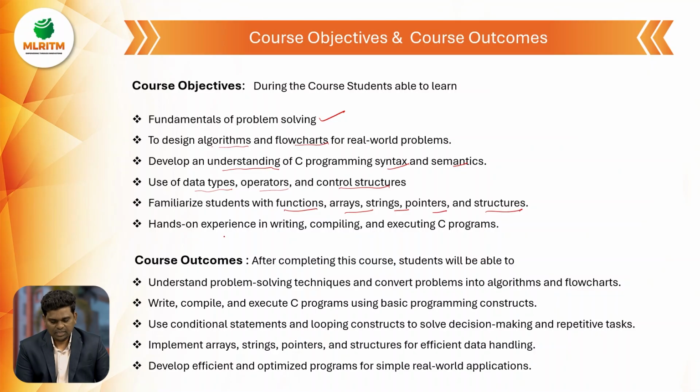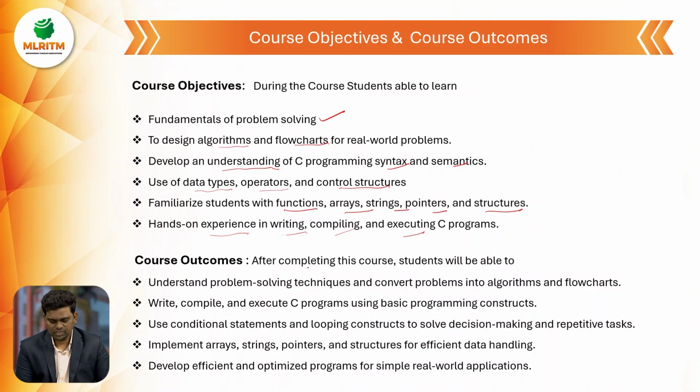And finally, they must do some hands-on experience. They learn how to write a program, then how to compile the program, and finally how to execute the program. So these are the course objectives. Once they've gone through the course objectives, then we have course outcomes.